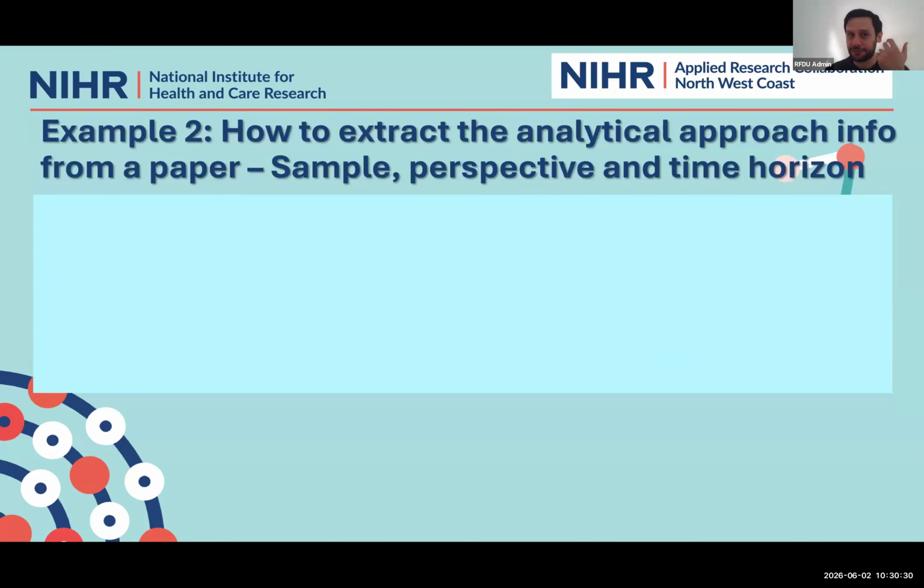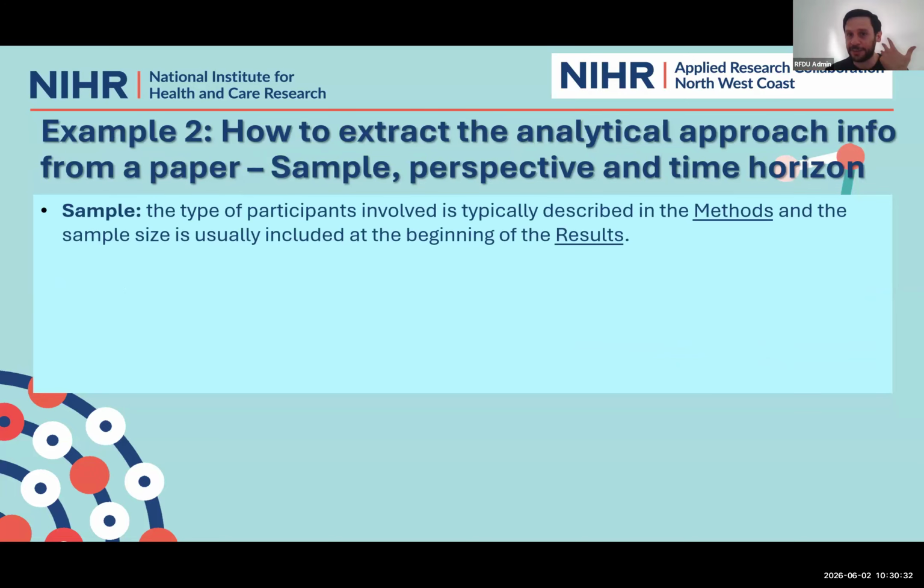How do we extract all this information? Again, it will typically be in the methods of your economic evaluation, but the information about the sample size could also be in the results section as well.